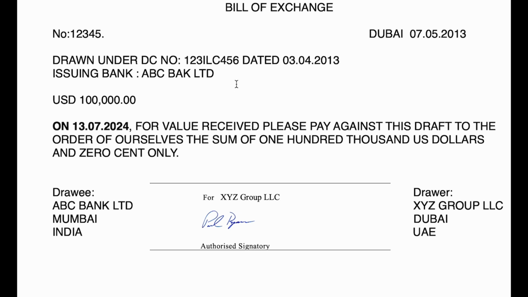Right? Now, the 60 days should reflect 13/7/2024 only. It should not mention any other dates. If it is mentioning a wrong date instead of 13/7, which is inconsistent with the tenor of LC, then that is also a discrepancy, right?